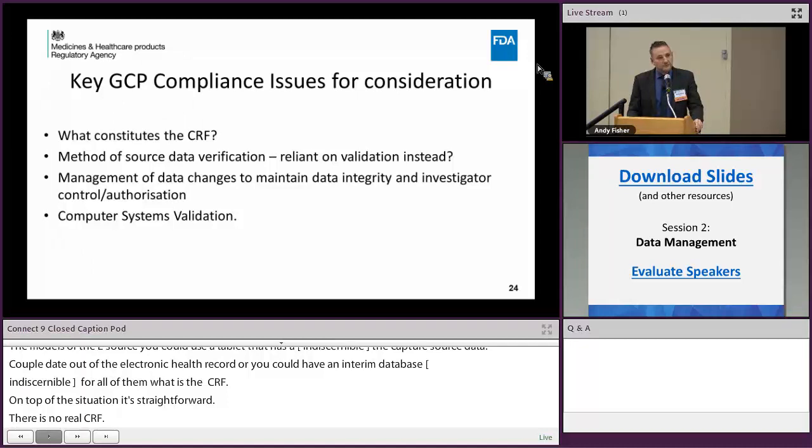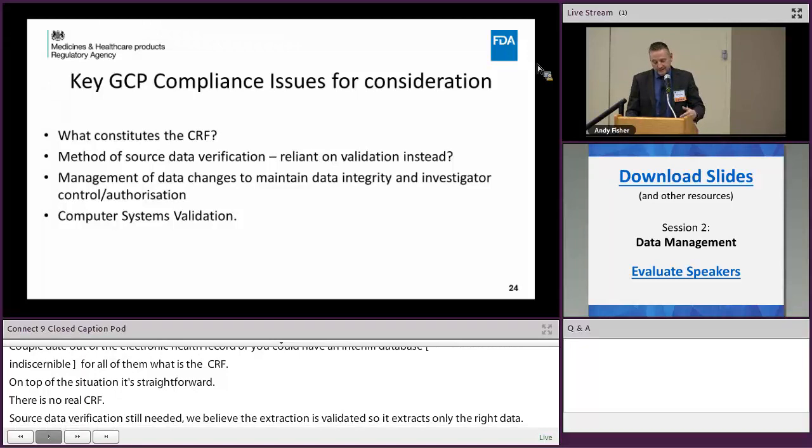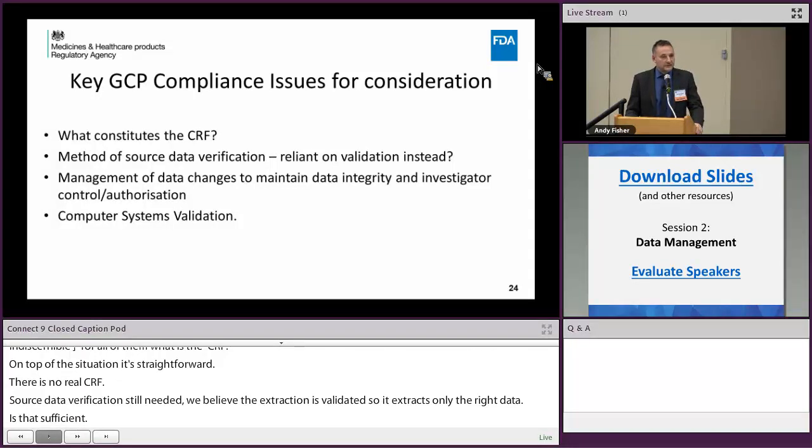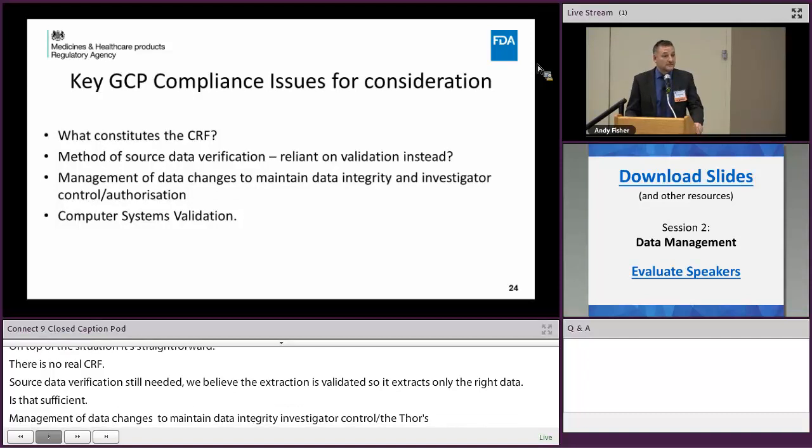How do we manage to see that all the data changes that are made to the source data are still under the control of the investigator post-extraction? And for all of these processes, computer systems validation is the key thing to make sure that the process works, and that has to be really robust and thoroughly tested to make sure that they work properly.